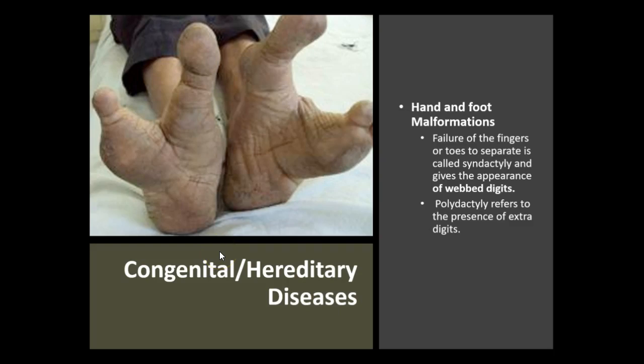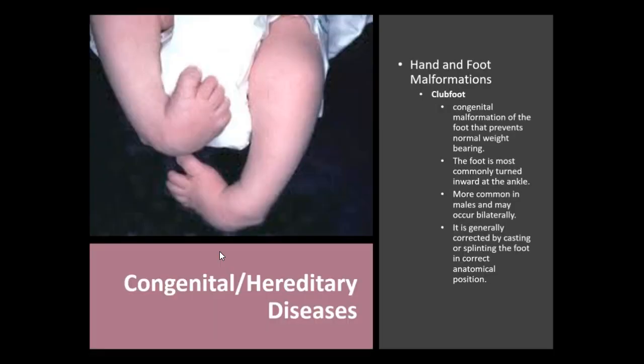All right, hand and foot malformations. No, this is a cool picture, huh? Can you imagine? Failure of the fingers or toes to separate. And it gives the appearance of webbed digits, so people that have webbed fingers and toes. You can also have extra digits, which is really cool. Polydactyly refers to the presence of extra digits.